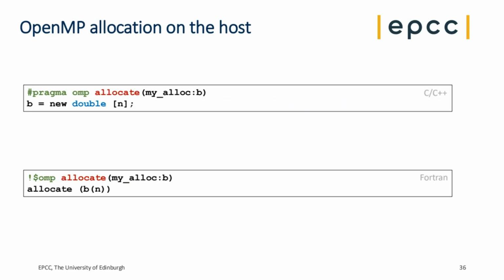So here's an example of doing a memory allocation on the host. It's very straightforward. We've defined our my_alloc custom allocator, and we're saying we're going to allocate B according to whatever is specified in that allocator.